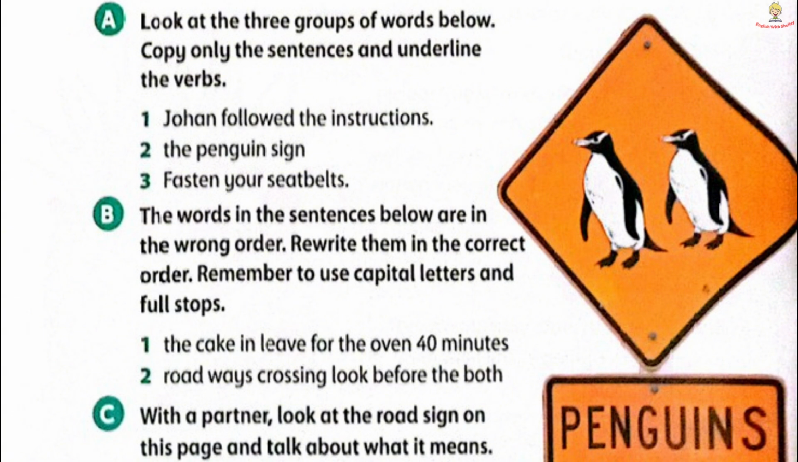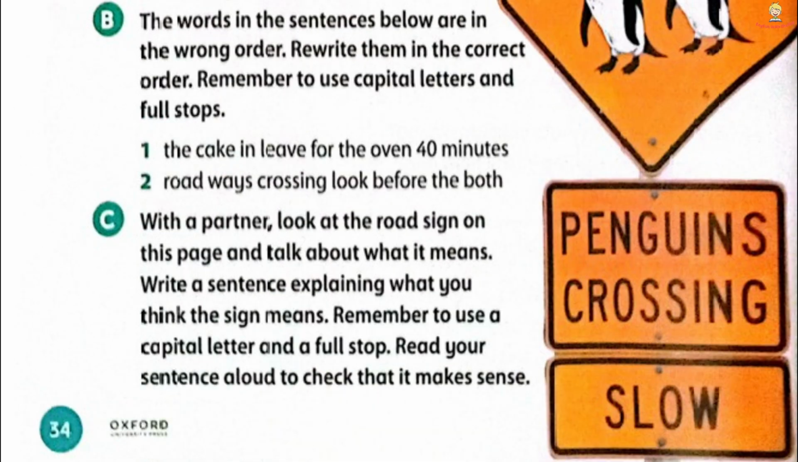First one is the cake is leave for the oven 40 minutes. So the correct order is leave the cake in the oven for 40 minutes. Second one is roadways crossing, look before the both. So the correct order is look both ways before crossing the road. Part C. With a partner, look at the road sign on the page and talk about what it means.